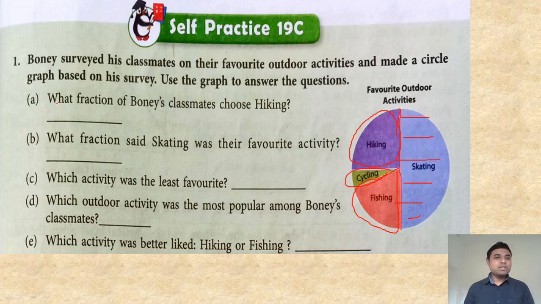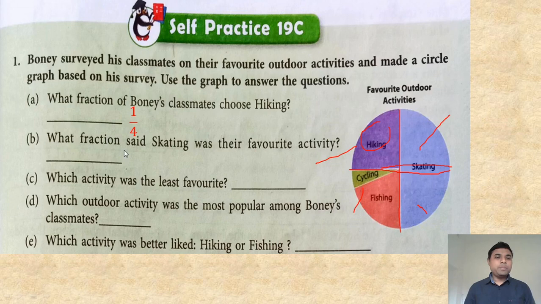Now come to the question. A. What fraction of Bonnie's classmates chose hiking? So just see here. If we divide this in this way, that means how many parts here? This is 1, 2, 3, 4. So this is 1/4 part. So write the answer: 1/4 part of Bonnie's classmates chose hiking.